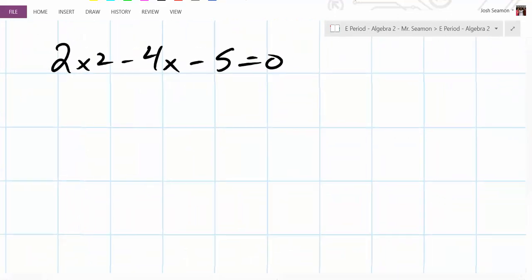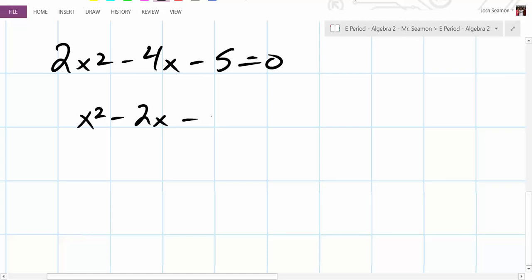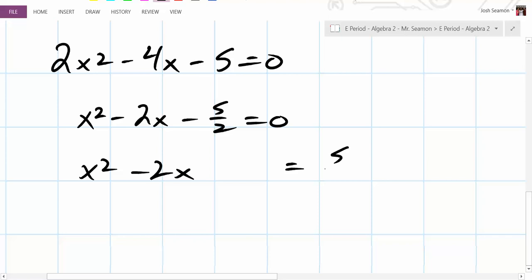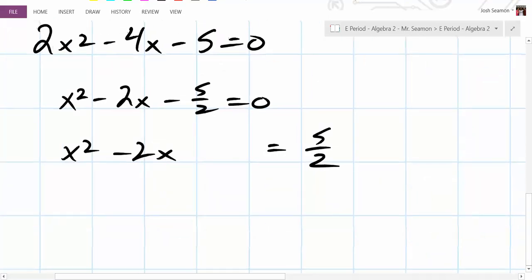Okay, so what's that first thing we have to do? Divide by 2. We want that leading coefficient to be 1. So we end up with this. Now what do we add to both sides? Yeah, we add the 5 over 2 to both sides. And now we have to add something to both sides to create a perfect square. What's our b value? What's that number that's in front of x? Negative 2.